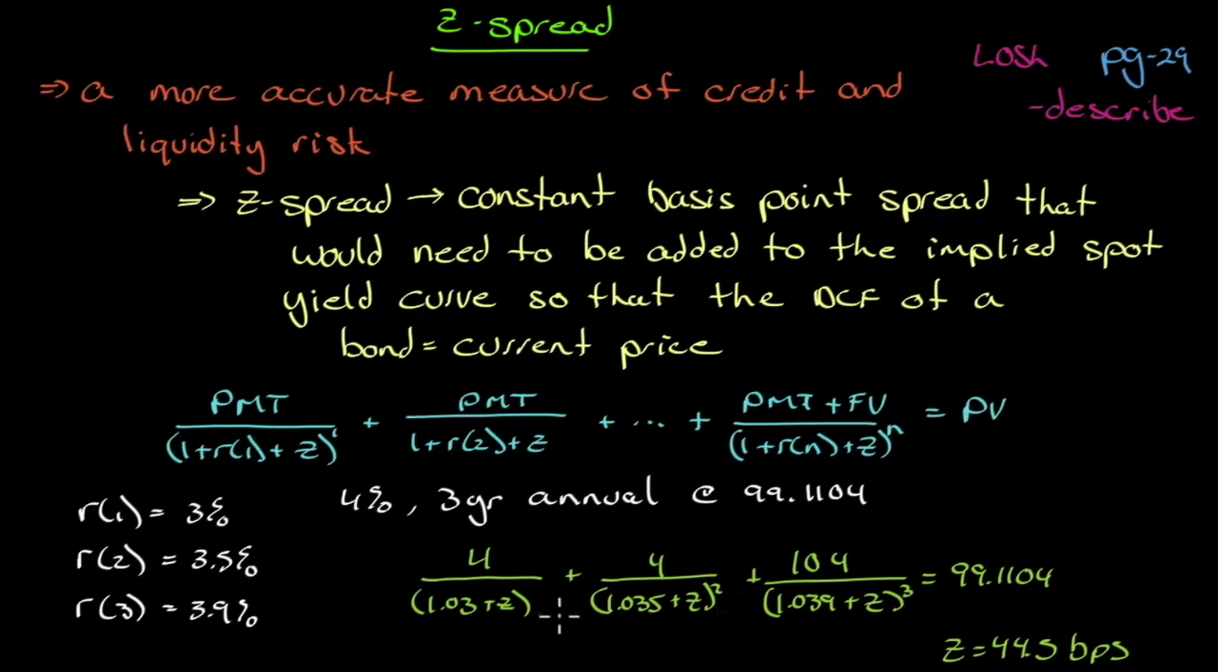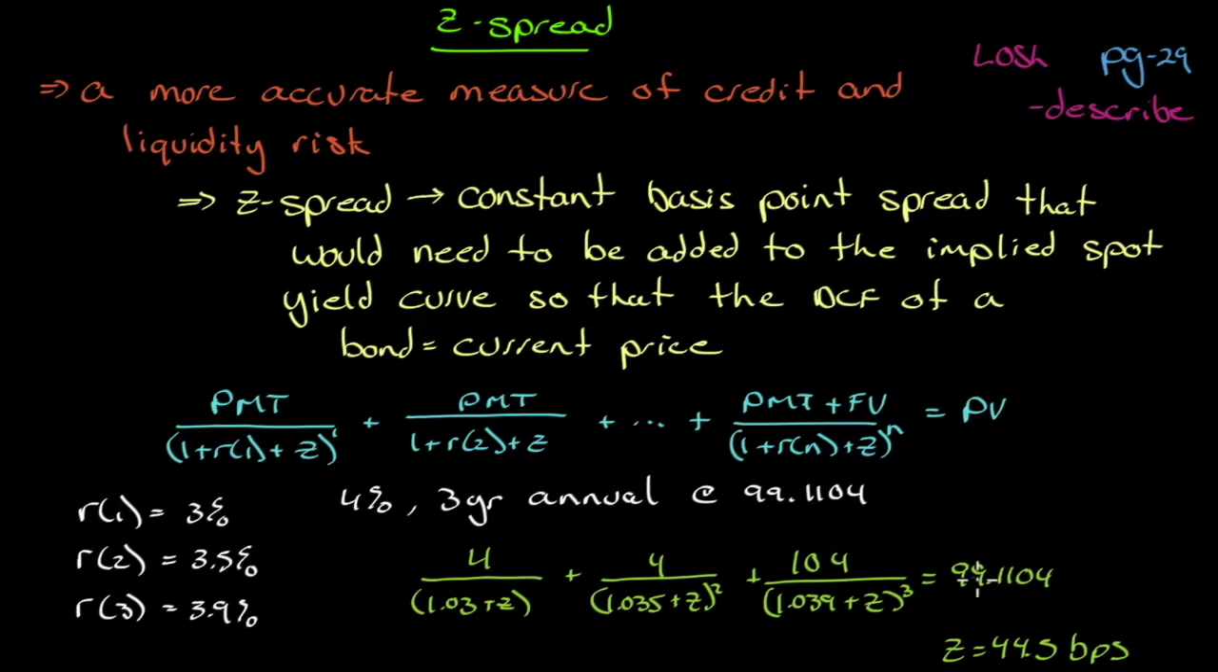Solve for Z. You can see that there is no set of keys on your financial calculator that you can hit to solve this. You're going to need a spreadsheet, and then you simply enter a value for Z of, let's say you feel it's 20 basis points, and you see how close you get to 99.1104. If you're not there yet, you might go to 25 or 30 basis points, or 40. If 40 is too high, you go to 35. If 35 is too low, you go to 37.5.